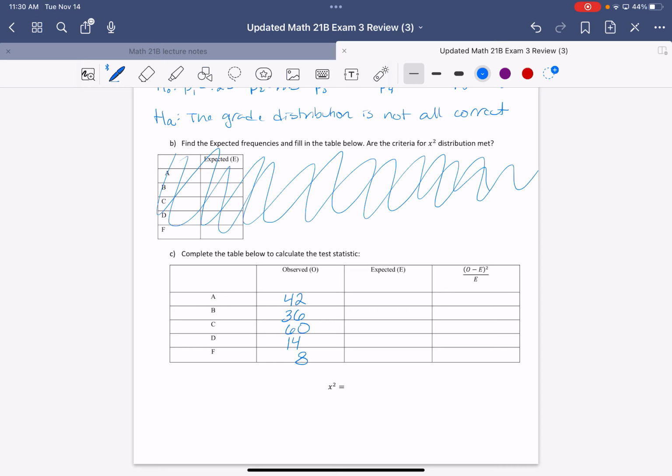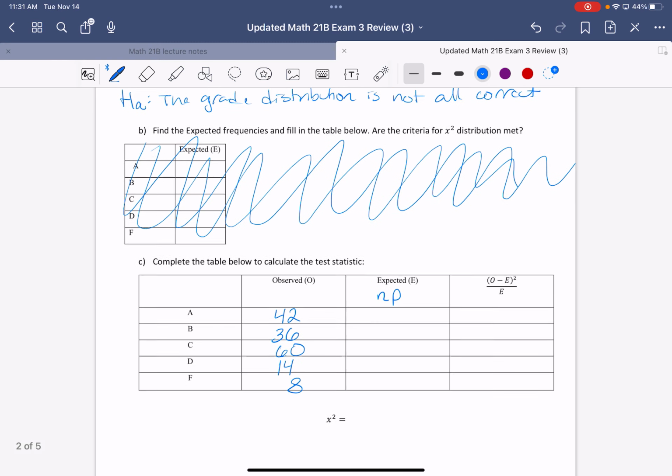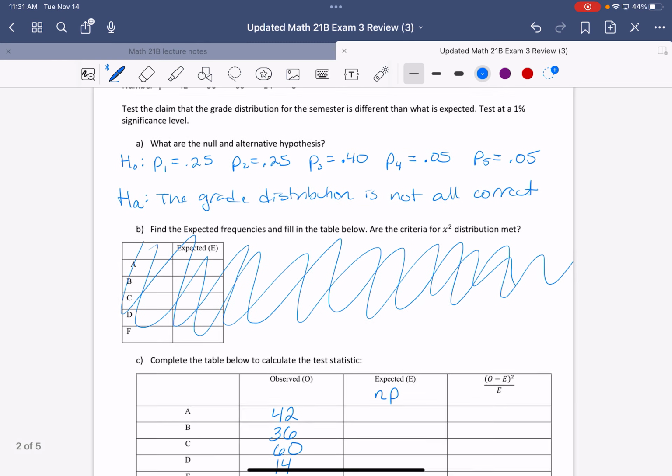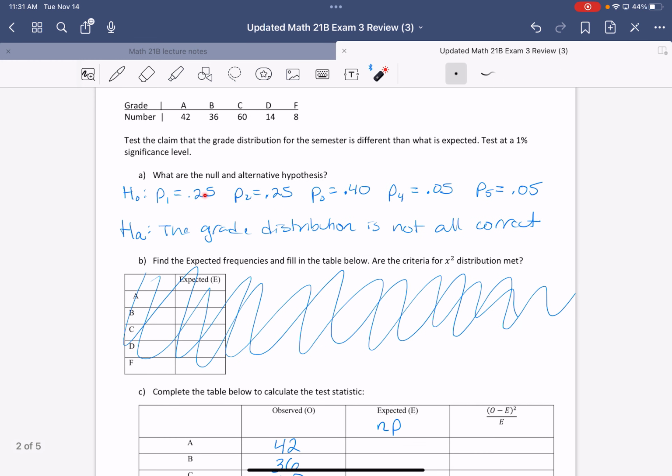Next is the expected values. The expected values do require a calculation on your part. In order to calculate it, you have to take N and multiply it by its corresponding P. So what is N? 160 students. 160, good. And then the P depends upon what letter you're at. So remember, P is all these guys up here. They're not all the same though, right?